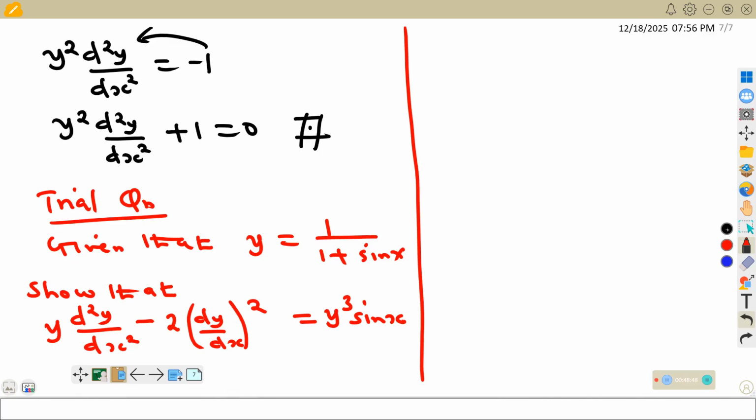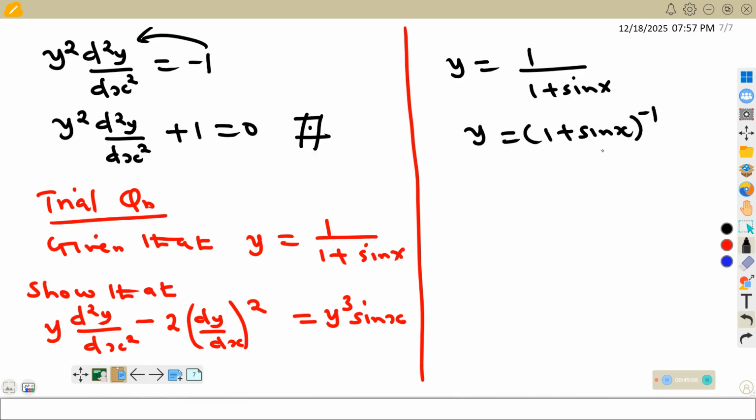Actually, this can be differentiated at once. If you have y equaling 1 divided by 1 plus sine of x, you can easily get dy dx by simply first putting this in the numerator, and it becomes power negative 1. Or else someone can use a quotient rule there. But even if you don't use quotient rule, you might easily get the answer here.